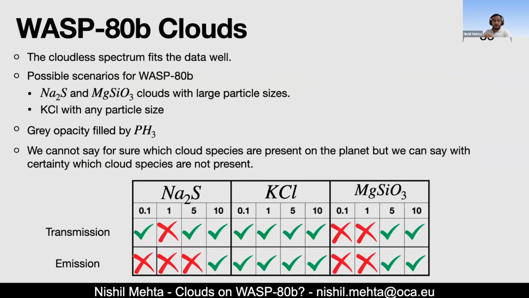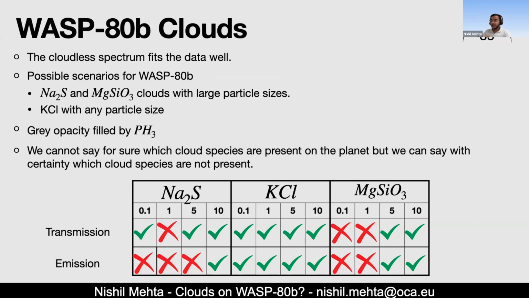And finally, to summarize all the grid of models, I'd like to say that the cloudless spectrum fits the data really well, but some of the possible scenarios for WASP-80b can be that Na2S or silicate clouds with larger particle size may be present as they are settled deeper in the atmosphere and would not affect the spectrum, or KCl clouds with any particle size can also be present in the atmosphere. And the gray opacity, which the 1D study used, can also fit the data. So that is also a possible case for this planet.